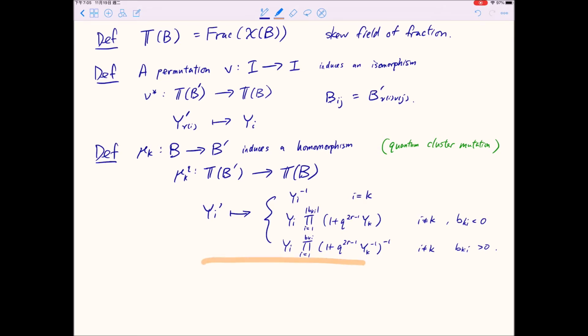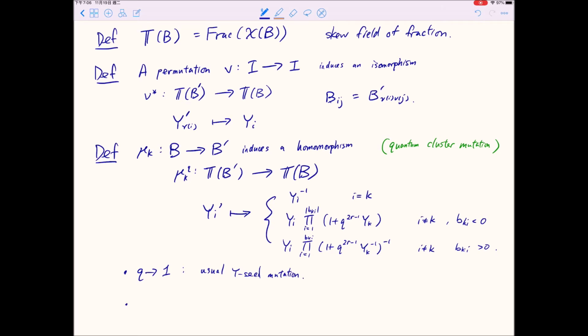So if you have a quantum cluster Y variables corresponding to the exchange matrix B prime, then this will be a homomorphism, so that these new expressions on the right hand side will still satisfy the algebra defined by B prime. Yeah, so this first write down when Q goes to 1, then this is just the usual Y-seed mutation.